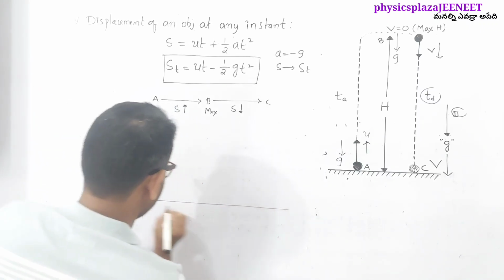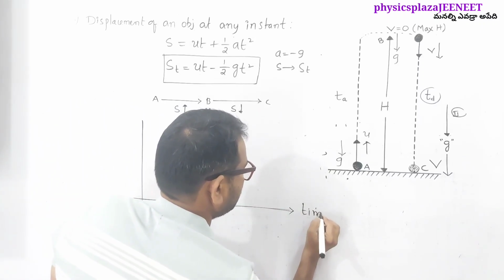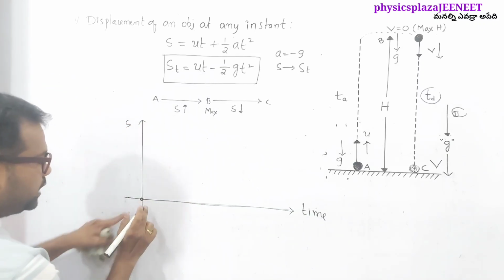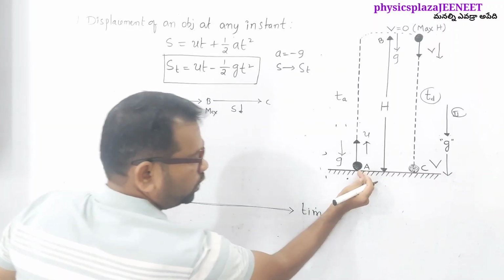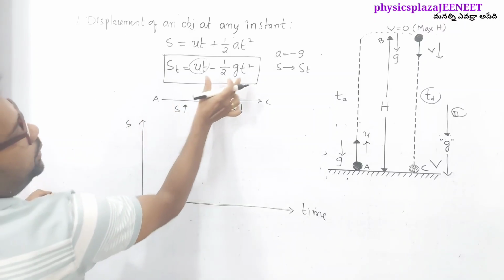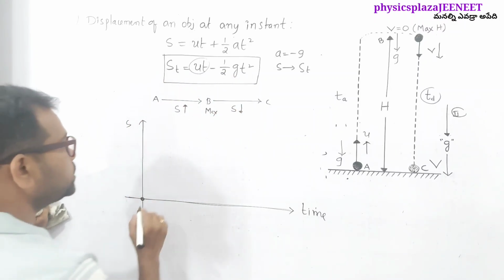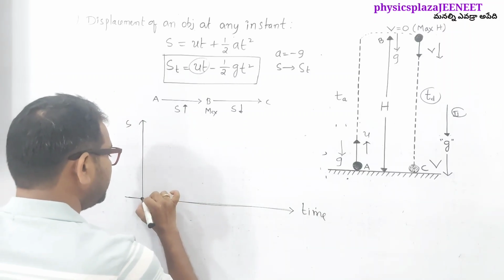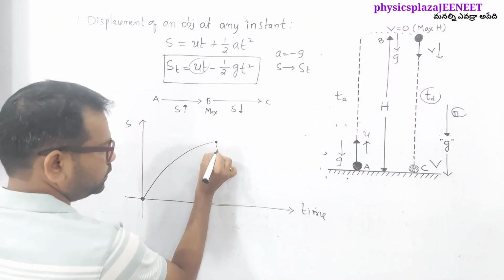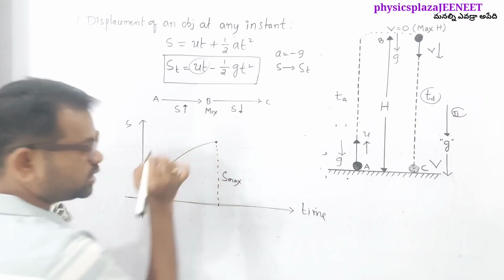So here time is taken on the x-axis, children, because it is independent, and height h is taken here. When time is 0, initially at this point, what will be its height? 0. When u is 0, initially, you will get half g t square. Means that particular graph passes through the origin. So slowly A to B, it is increasing in a non-linear manner, reaches maximum. This is S max, maximum height reached.